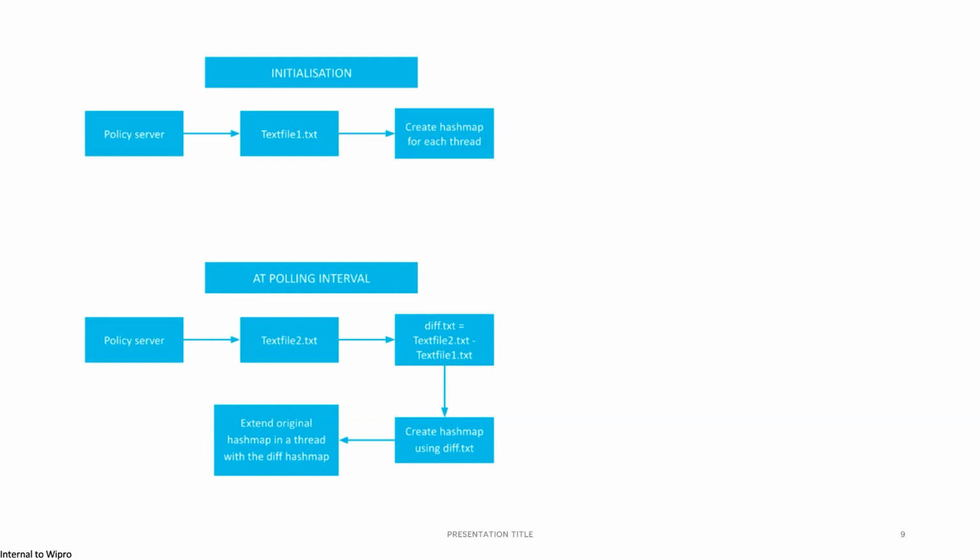This is how we thought we could avoid the overhead of cloning. Let's say we have 60 threads, so generating 60 big hash maps every time at the polling interval can be avoided just by taking a simple diff of the text files and making that diff come into the original hash map using the extend function in Rust. Yeah, that was the solution. With the extend function in hash maps, as well as some basic logic of using the difference of text files, we were able to get optimal performance, and we were able to get the data correctly into all the hash maps.